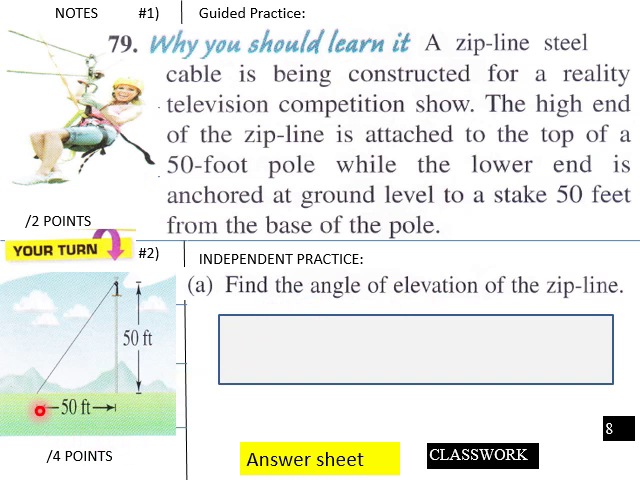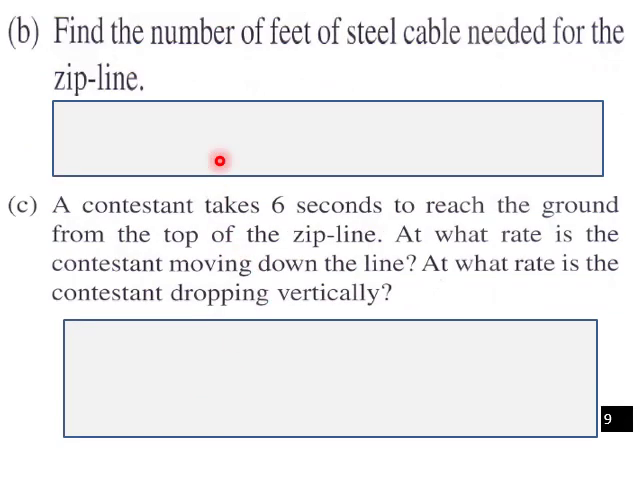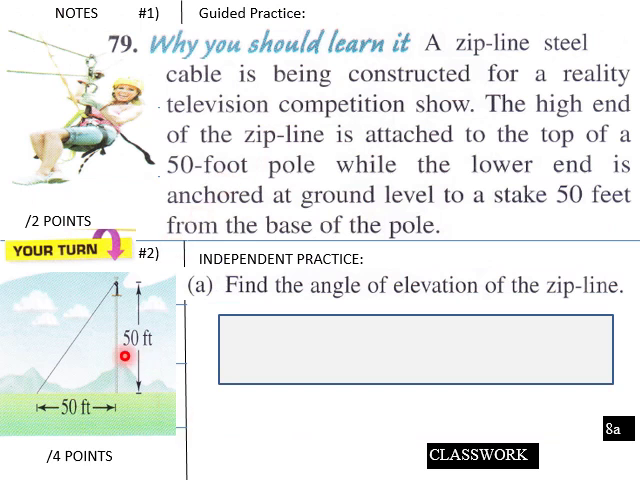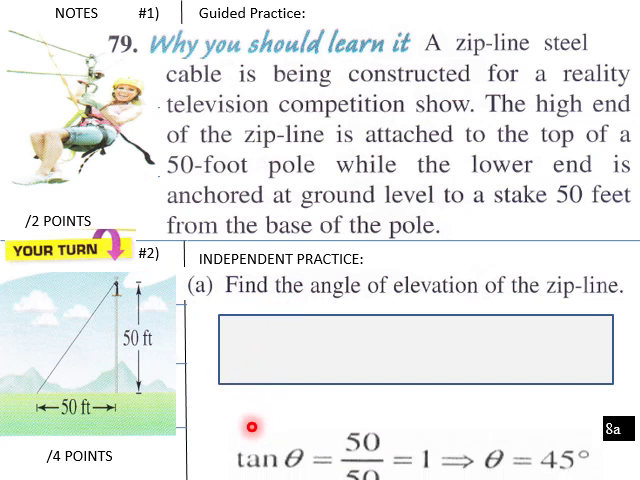So here is a diagram, 50 feet away, and it starts 50 feet high, and then here's your zip line. Quite an exaggeration of it, but nevertheless a sketch. Sketches are invaluable for solving word problems. So find the number of feet of steel cable needed for the zip line. We need to find the length of our hypotenuse to do that. We find the angle of elevation first. So we'll find the angle of that elevation.